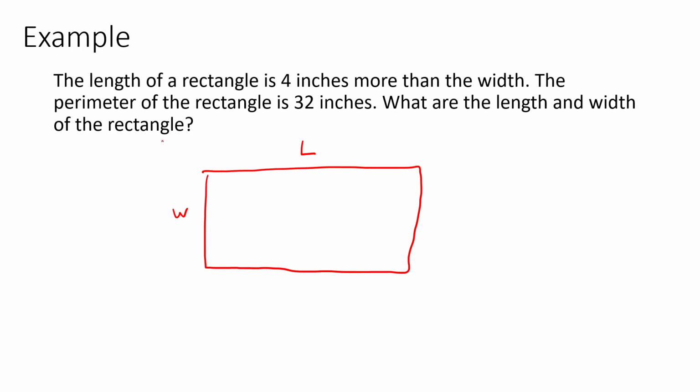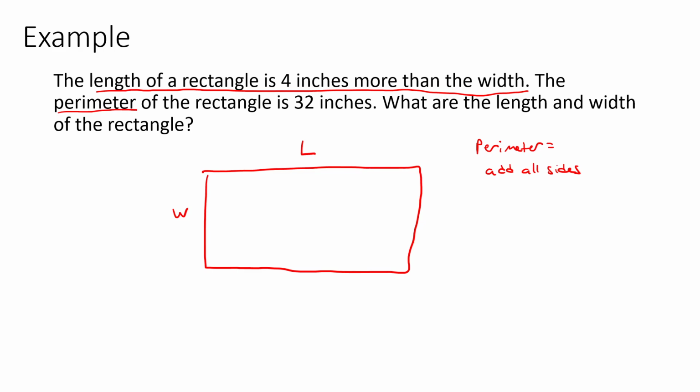And then we want to think about how we do perimeter. Well, we learned in middle school, perimeter means to add all the sides. So eventually, as we're making an equation, we're going to want to add up all the sides of this rectangle, and we know that'll equal 32. We also have a relationship between the length and the width, and that's going to help us create our other equation. So we'll go through this question.